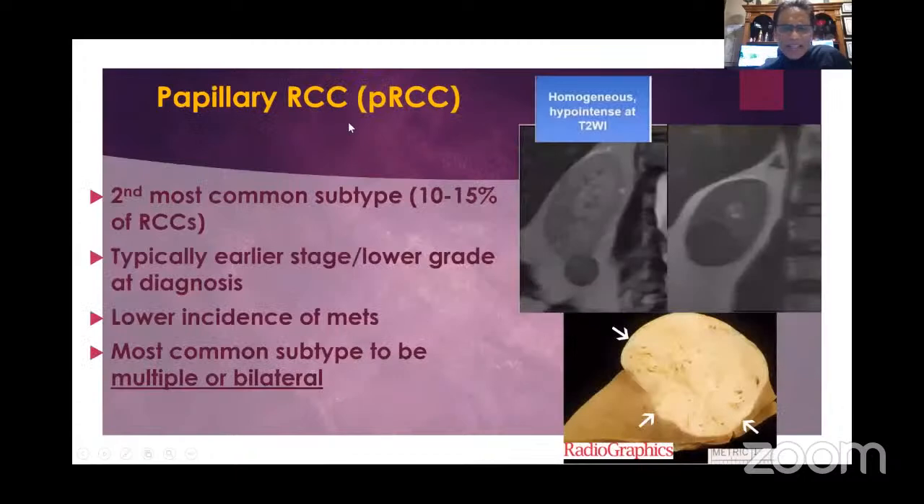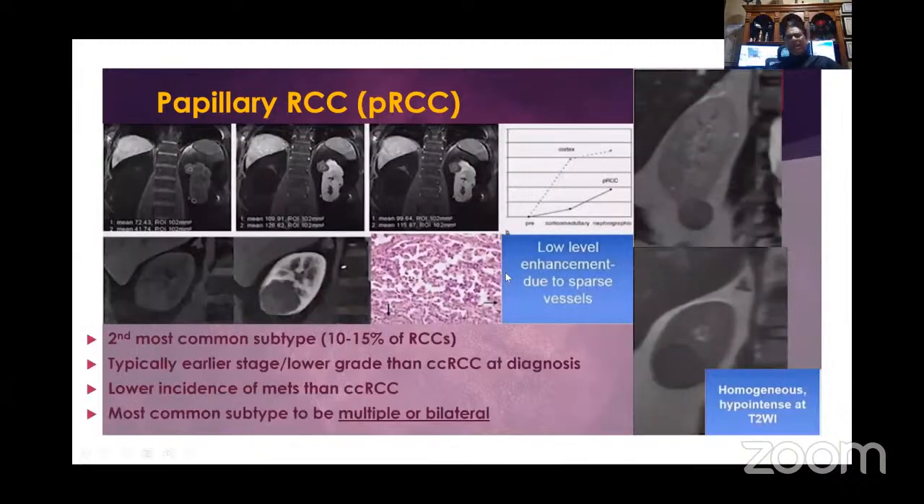Whereas papillary renal cell carcinomas, which are second most common, tend to be very cellular. They are hypointense on T2-weighted images. These are relatively indolent lesions, so it's important to separate them out from renal cell carcinomas. These tend to be bilateral and are more common in renal failure patients.